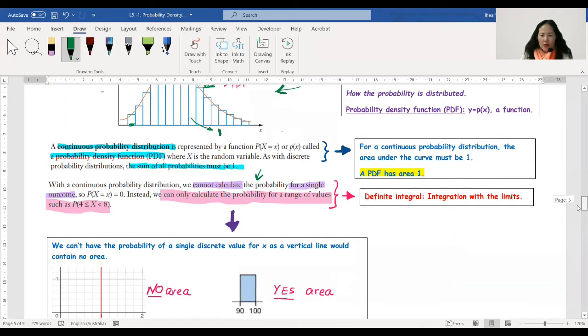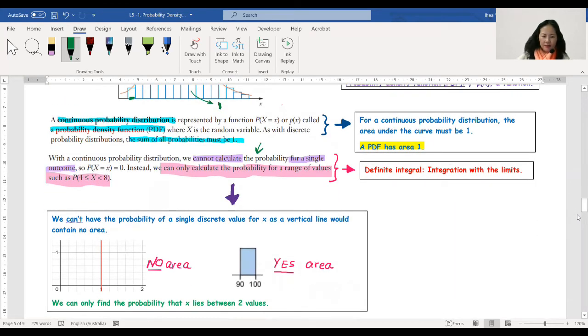Now, what that also means is this. We can't have the probability of a single discrete value of x, as a vertical line would contain no area. So for example, if we just take a single x value, you're just going to have a single line. There's no area to find, is there?